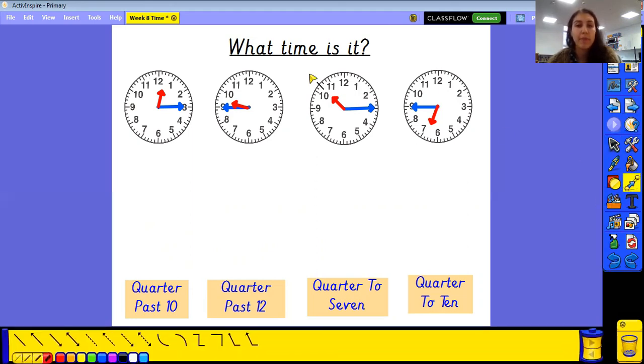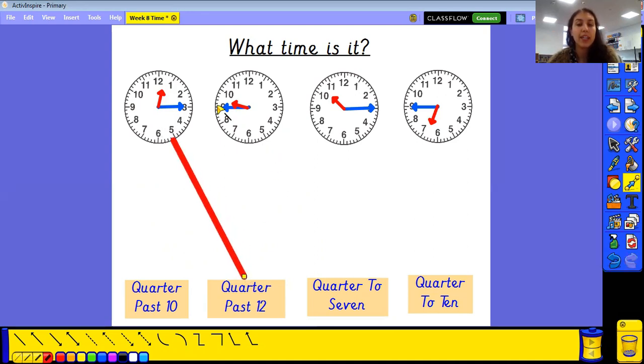Let's go through them. So the big blue hand is pointing to the right. So when it's on that right hand side, it is minutes past. So this is a quarter past. Now I need to look at the red hand. Which hour has it just gone past? Because I can see it's quarter past. It has gone past 12. So quarter past 12 would be this one.